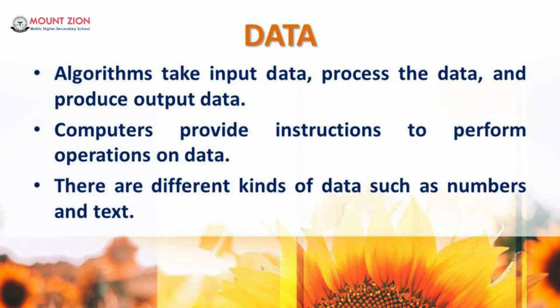Data is nothing but a collection of information or collection of instructions, whatever it may be. So how is data used in an algorithm? An algorithm takes input data, processes the data and produces output data. So the computer provides instructions to perform operations on data. There are different kinds of data such as numbers and text.